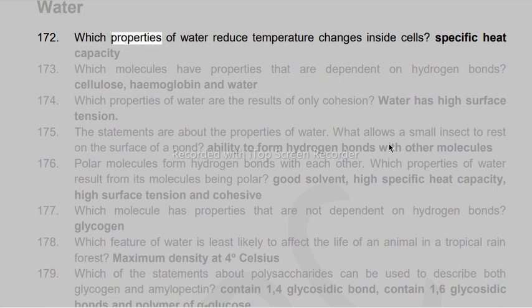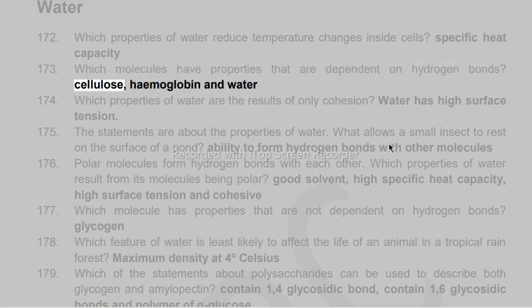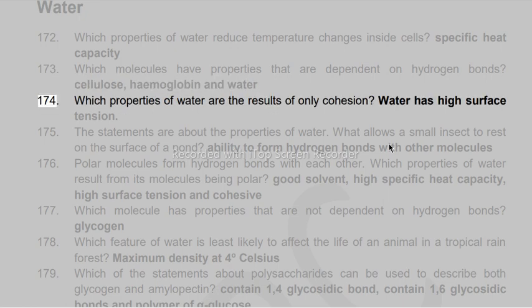Water. 172. Which properties of water reduce temperature changes inside cells? Specific heat capacity. 173. Which molecules have properties that are dependent on hydrogen bonds? Cellulose, hemoglobin and water. 174. Which properties of water are the results of only cohesion? Water has high surface tension.